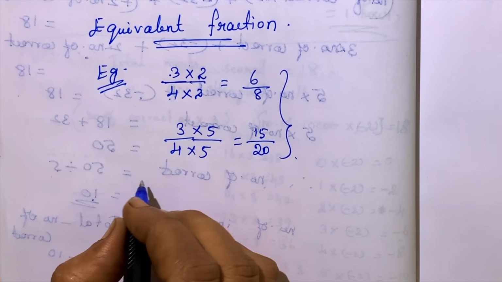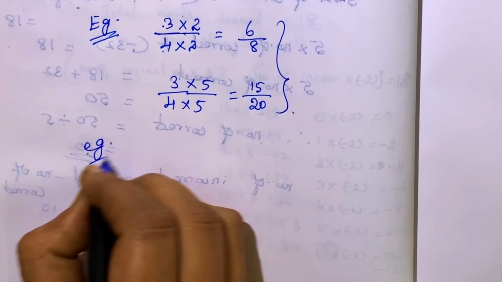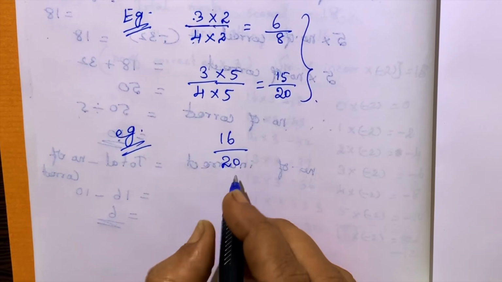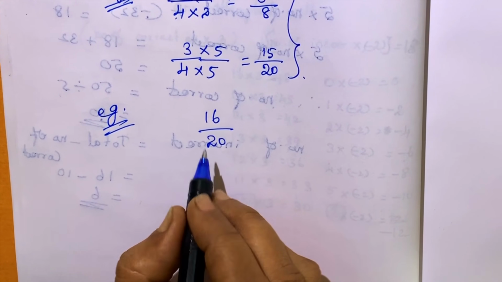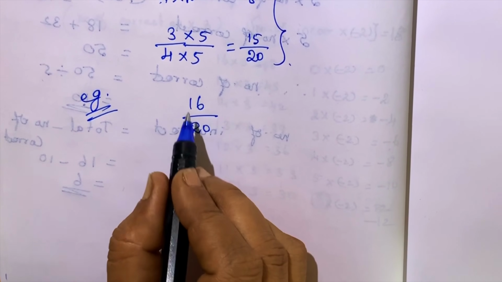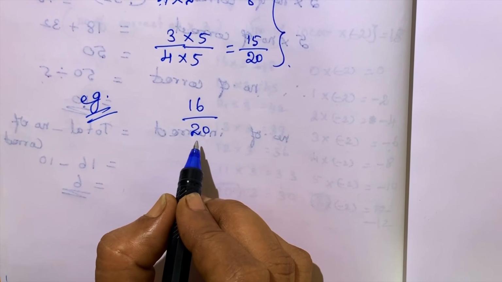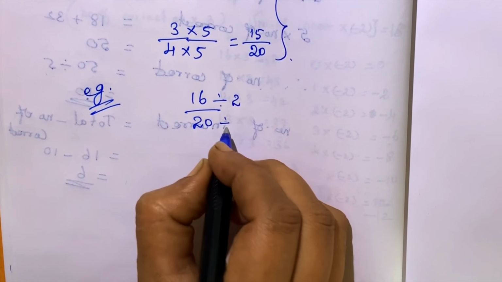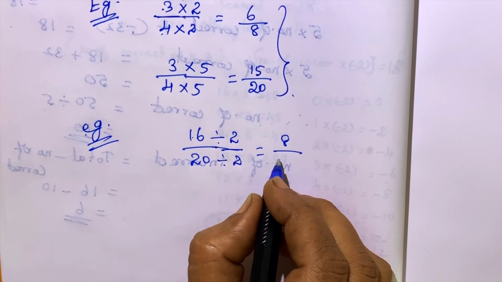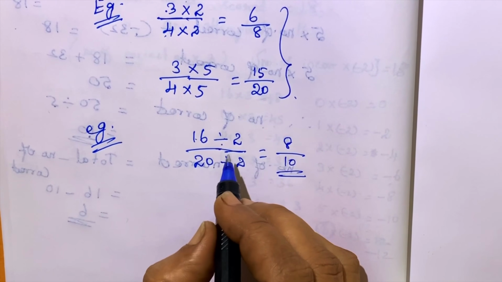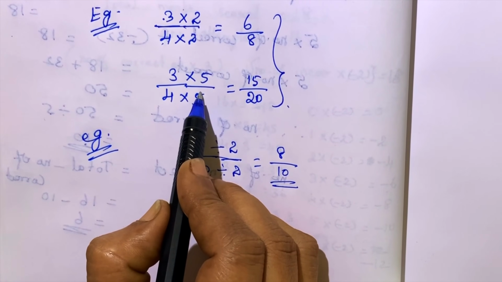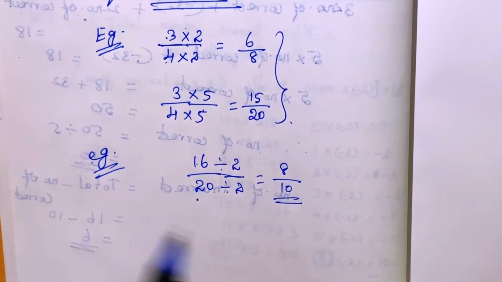If I have the number as 16 by 20, both have a common factor, right? The small number itself I am taking is 2. Both are divisible by 2. 16 is divisible by 2 and 20 also is divisible by 2. So if I divide by 2, 16 by 2 you will get 8, and 20 by 2 you will get 10. So this is also an equivalent fraction for 16 by 20. In this way also you can do. Always we will use this as a common method.